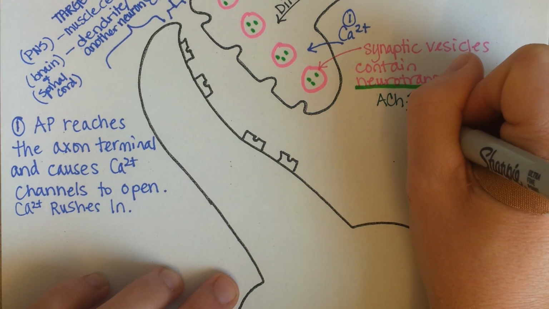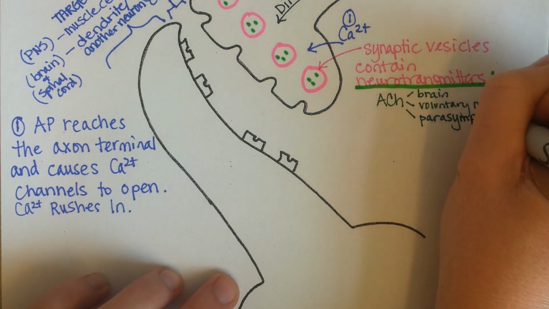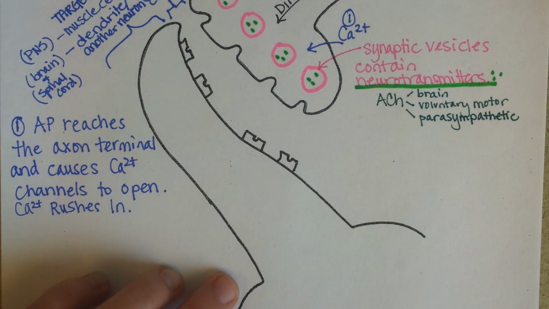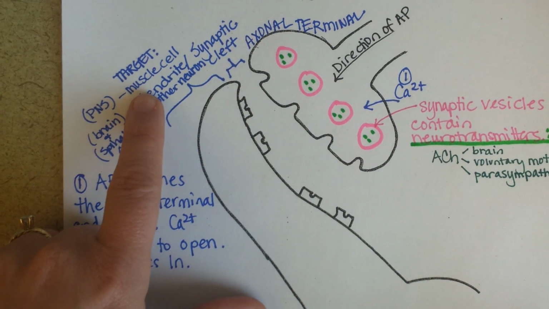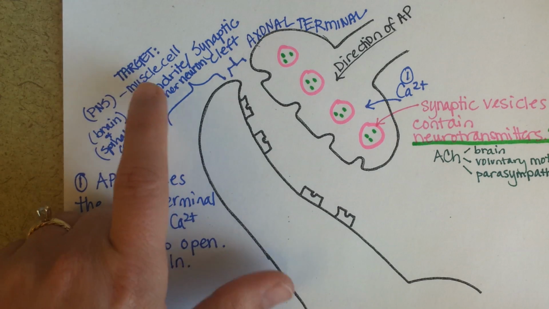And it is responsible for parasympathetic effects, such as slowing your heart down, constricting your pupil, and activating your GI muscles, all of those kind of actions. So very common. So if you're going to look over here, if it is a skeletal muscle cell, then we're talking acetylcholine.